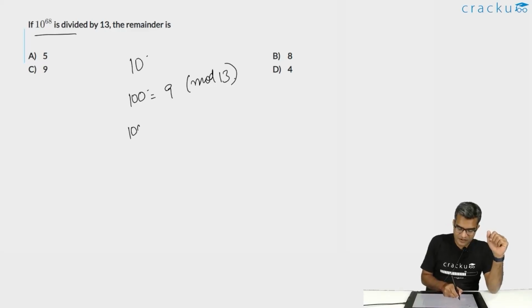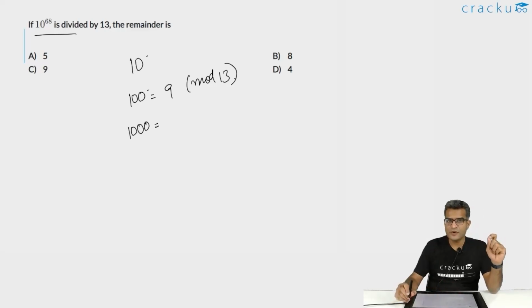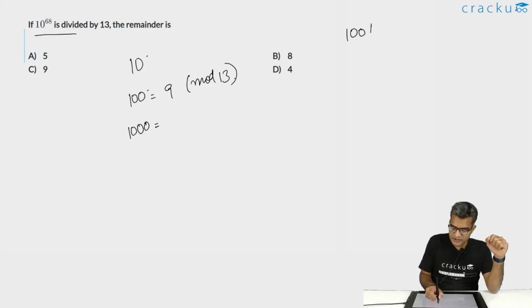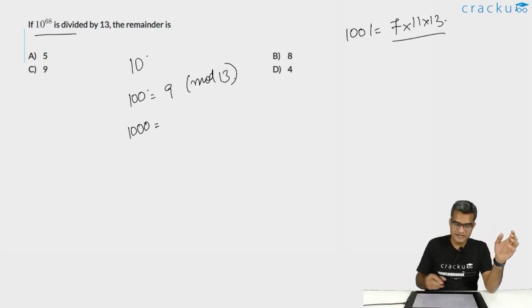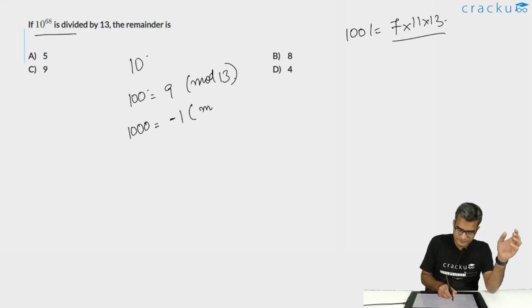What will happen when 1000 is divided by 13? An important fact that I think you should remember, which will help in these kind of questions, is that 1001 is actually equal to 7 into 11 into 13. So 1000 when divided by 7 leaves a remainder of 6. 1000 when divided by 11 leaves a remainder of 10. 1000 when divided by 13 leaves a remainder of 12. Essentially what we are saying is, when divided by any one of them, the remainder that 1000 leaves will be minus 1. And this 1000 is basically 10 cube.